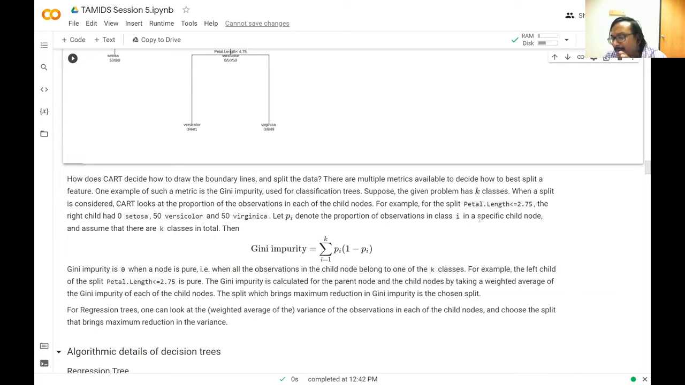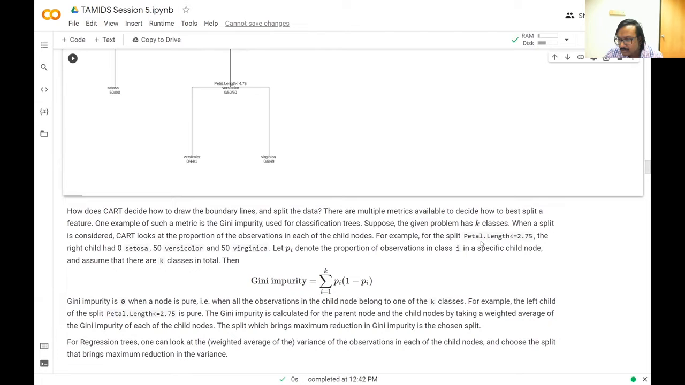Now, when a split is being considered, what this algorithm looks at is the proportion of observations in each of the child nodes belonging to each of the classes. What does this mean? So let us look at the split, petal length less than 2.75.